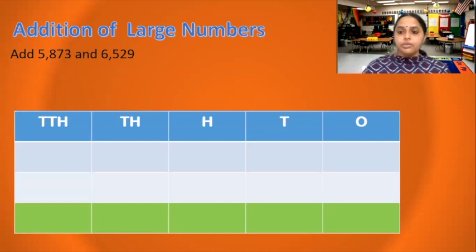Here we are going to add two 4-digit numbers. What are the numbers? 5,873 and 6,529. So what is the first step, children? The first step is to place the numbers according to their place values.